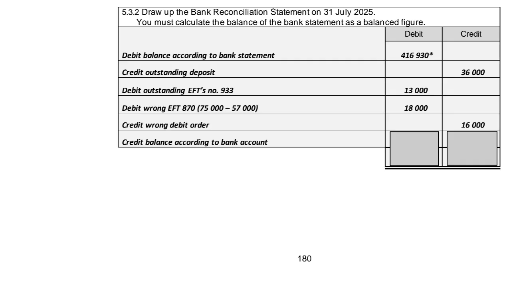And then according to our bank accounts, we had a credit balance according to the bank accounts of 395,930 Rand. So then if we add up the credit side, we get an amount of 447,930. We know it needs to equal the debit side, so we make the debit side 447,930. If we minus the 18,000 and the 13,000, we then get a balancing figure of 416,930 Rand. That is then a debit balance according to the bank statement.